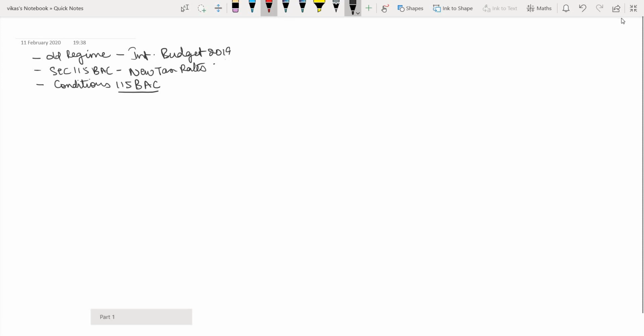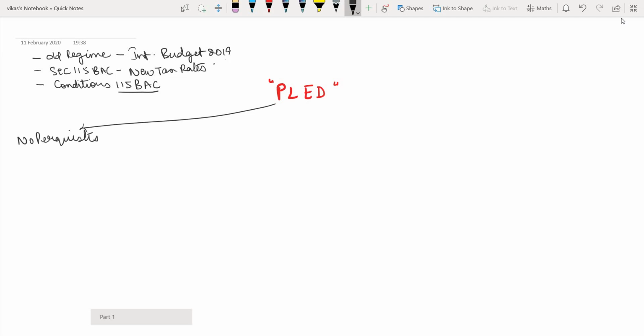Now what are the conditions? We can abbreviate the conditions as PLED. Now what do you mean by P over here? P means no perquisites or allowances will be allowed as deductions while calculating the total income under section 115 BAC.